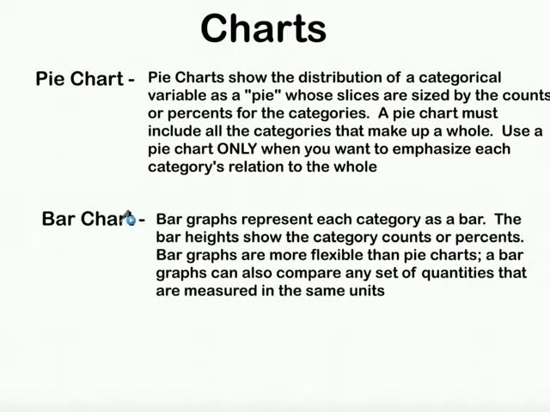A bar chart is a bar graph that represents each category as a bar. The bar heights show the category counts or percents. Bar graphs are more flexible than pie charts. A bar graph can also compare any set of quantities that are measured in the same units.